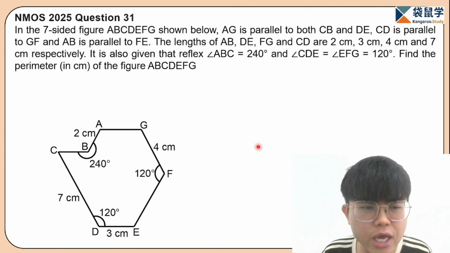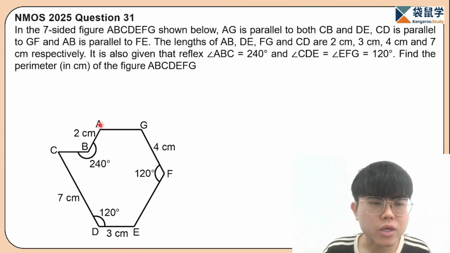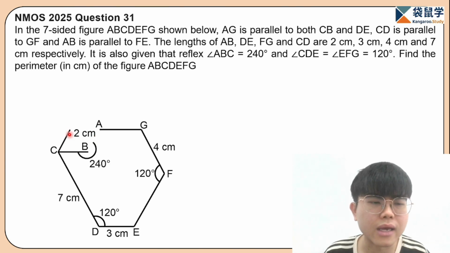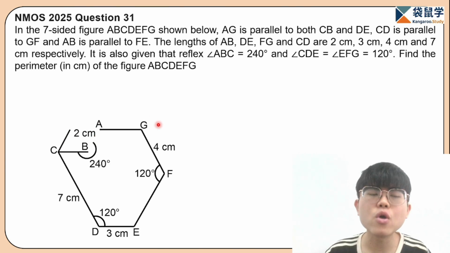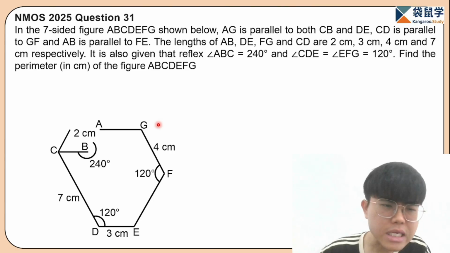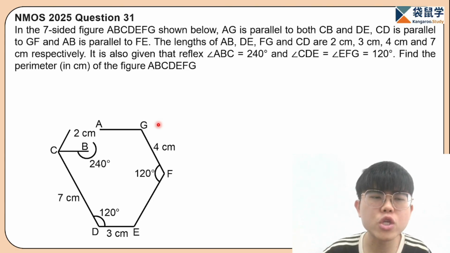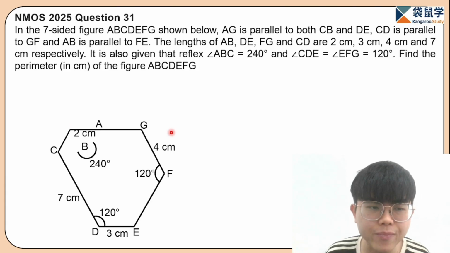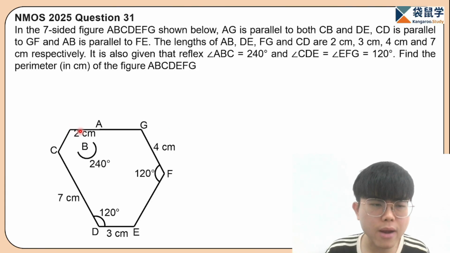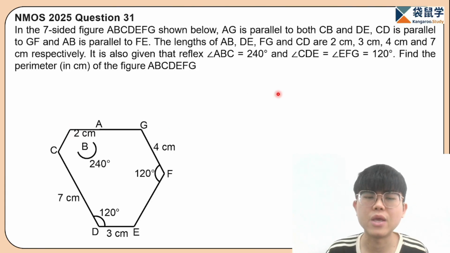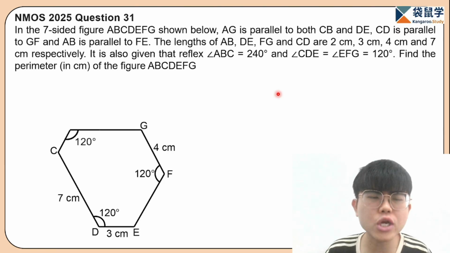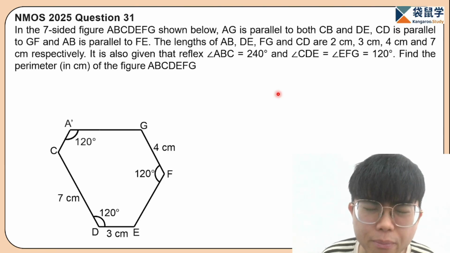For AG, we can use the translation method and move it to the left side here. And CB, again we use the translation method since CB is parallel to AG. We move it up. Oh, you see, it formed one of these lengths. Now, this part right here, what is the angle? It will be 120 degrees. Let me label this point A prime.